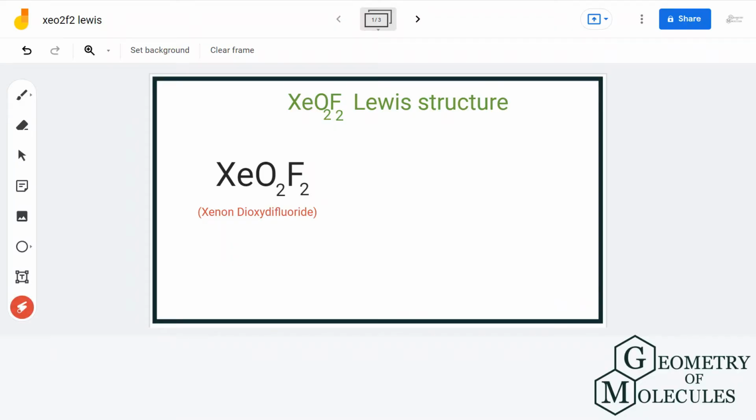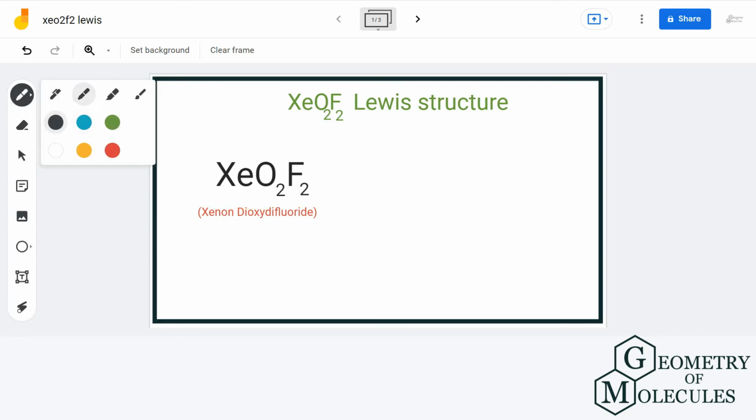In this video we will discuss the Lewis structure of XeO2F2, which is a chemical formula of xenon dioxydifluoride. Now xenon is a very stable element as it has a complete octet and it is present in group 18 in the periodic table. But sometimes under extreme conditions it does form fluorides, and that is because of the highly reactive nature of fluorine. One of the examples is XeO2F2.